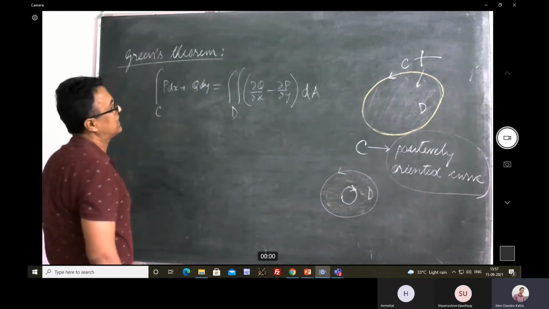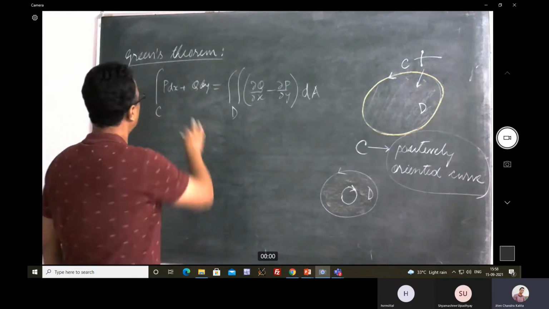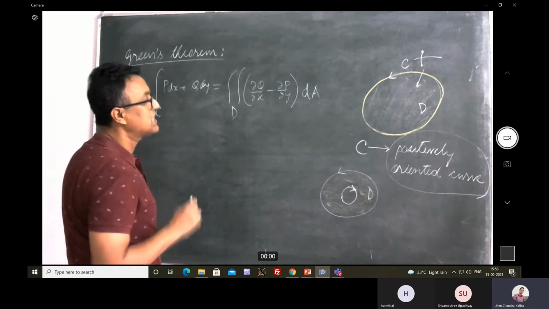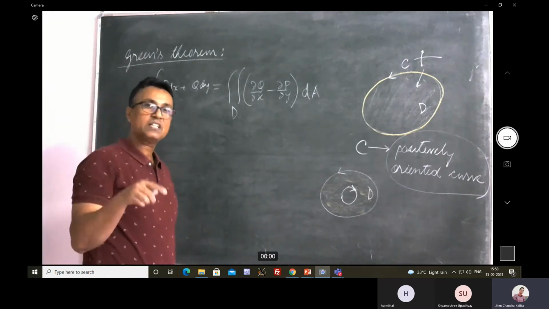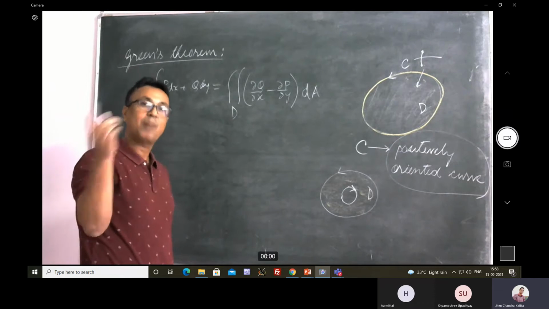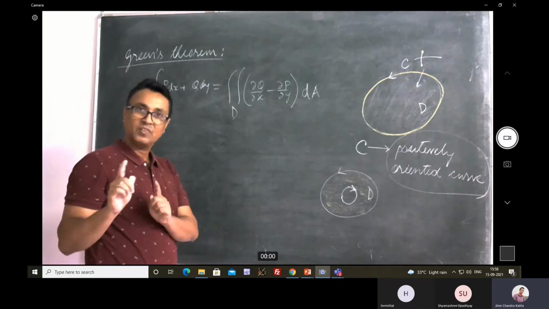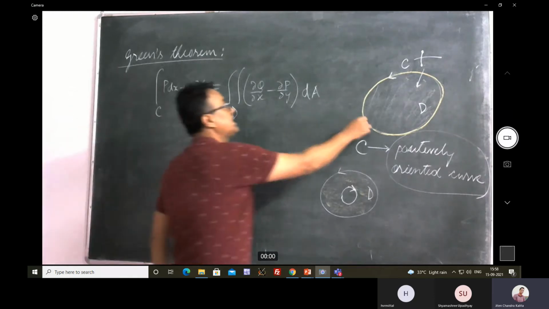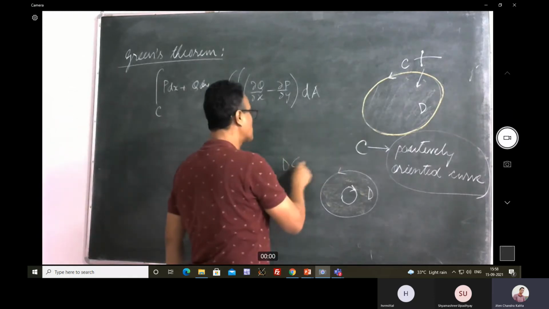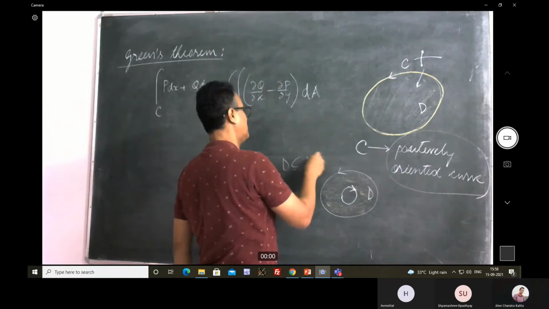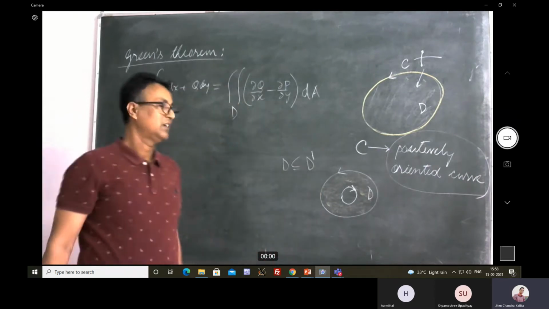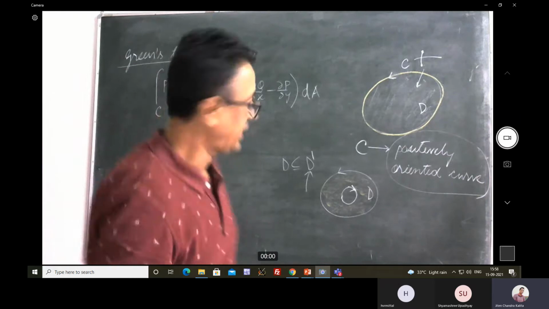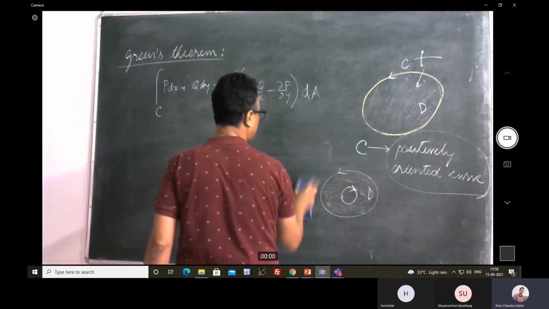Now, in the statement, what they are telling you is that C is a positively oriented, simple closed curve, and it bounds the region D. It is also saying that D belongs to some region D1, and D1 is an open region. That's okay, fine.